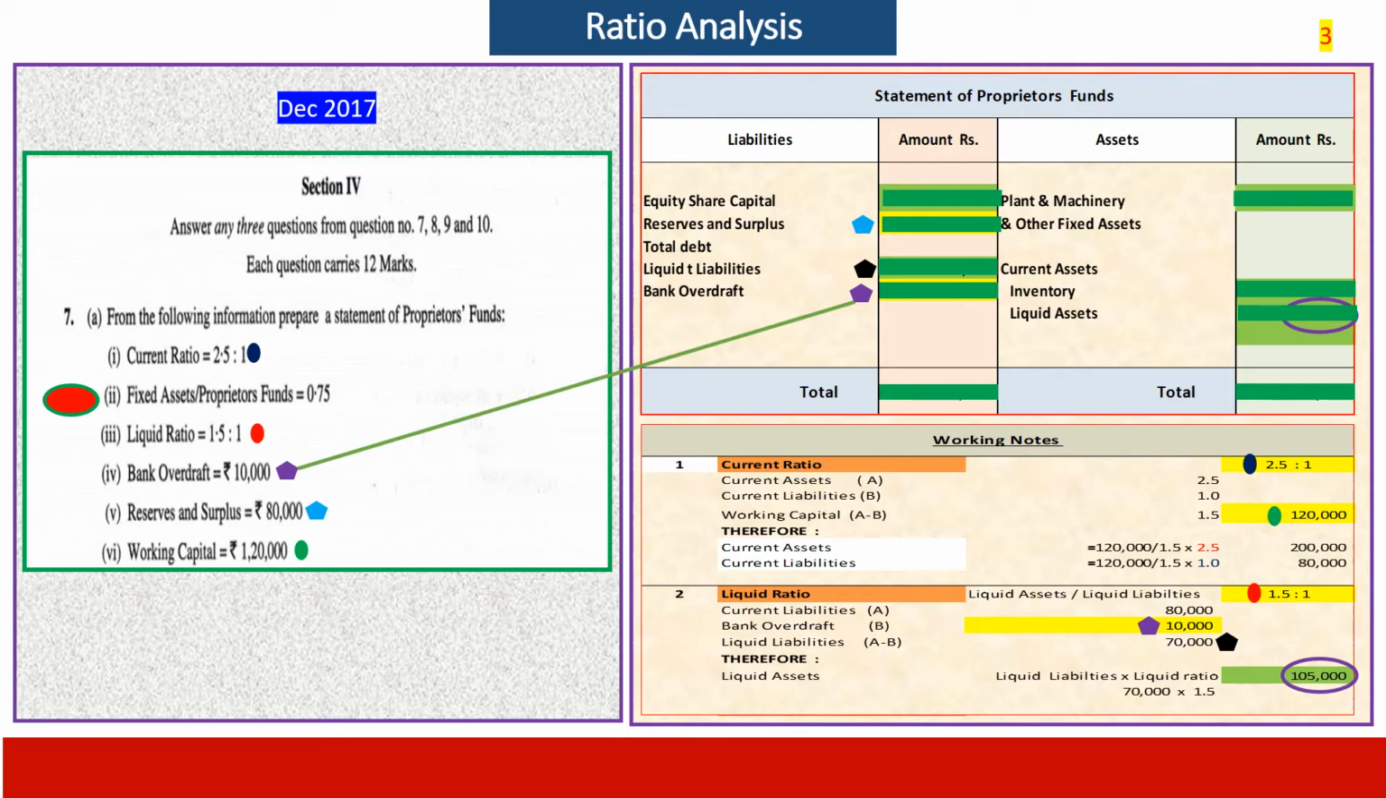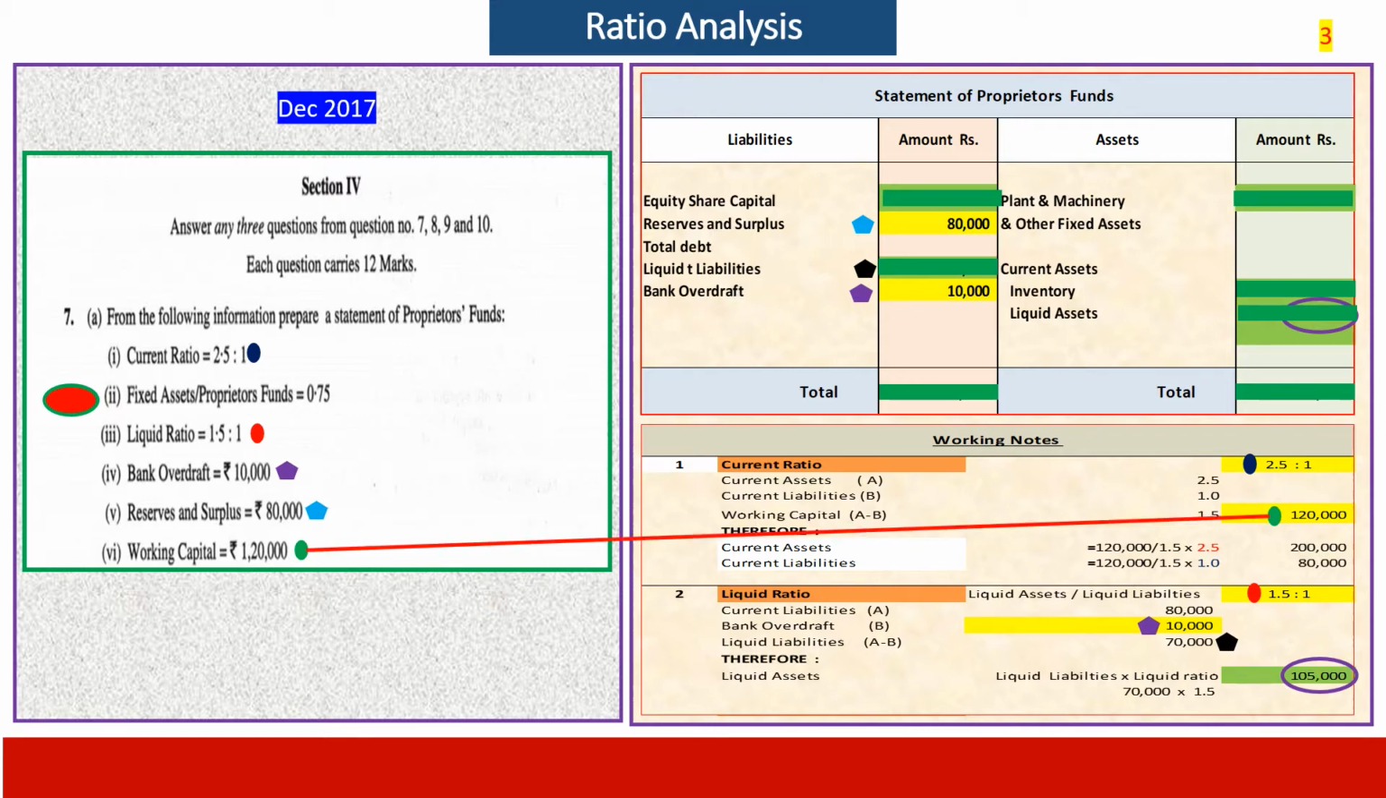Bank overdraft is 10,000. We straight away take it to proprietors' funds. And we have reserves. Bank overdraft will also be taken into account in the working notes. That will help us in finding out what the liquid liabilities are. We have reserves and surplus of 80,000, which we will post into the proprietors' funds. And we are also given working capital of 1,20,000. With these figures, we will be starting with the current ratio. We have posted the requisite figures into our workings.